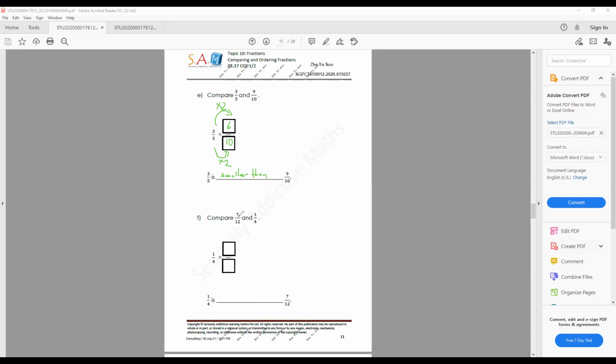Okay, the next one, 7 out of 12 and 1/4. So I need to convert it into a denominator of 12. 4 times 3 equals 12. 1 times 3 equals 3. So 3 out of 12 and 7 out of 12. 3 out of 12 is smaller than. 1/4 is smaller than. Okay. All right. Hope you have gotten the answer correct. We're going to do a few more practices. Get ready for the next step.